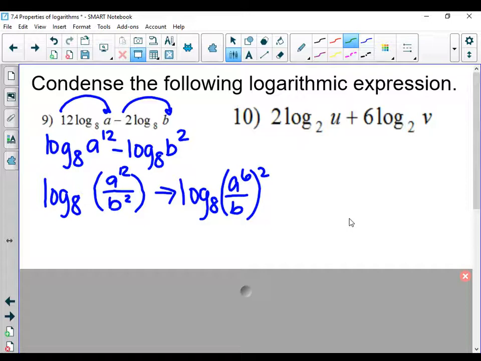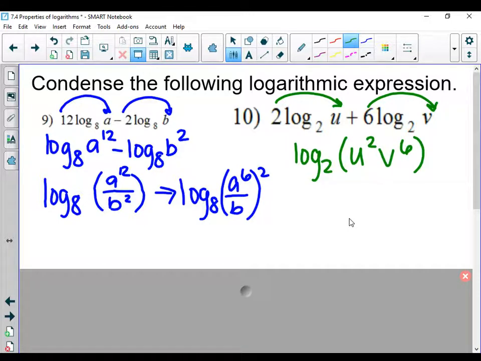All right, so the next one. I have my exponents down. I need to bring them back up. Okay. And since I'm adding, I'm going to do what? Multiply.